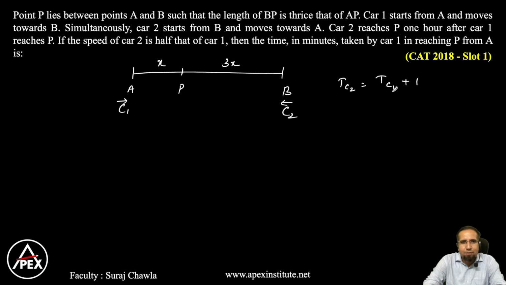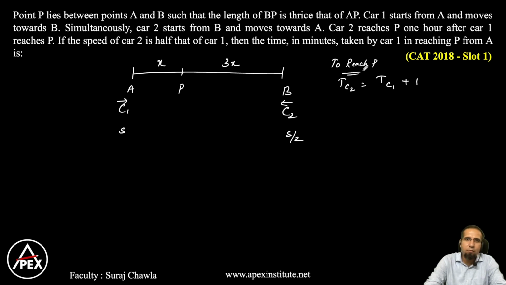Clear? And I'm told that speed of car 2 is half that of car 1. So, let me assume speed of car 1 is S. So, speed of car 2 becomes S by 2. Clear? Right? So, both of them are reaching P here.